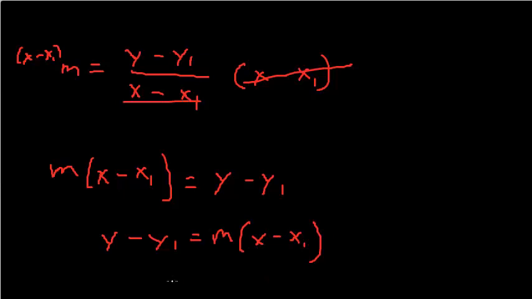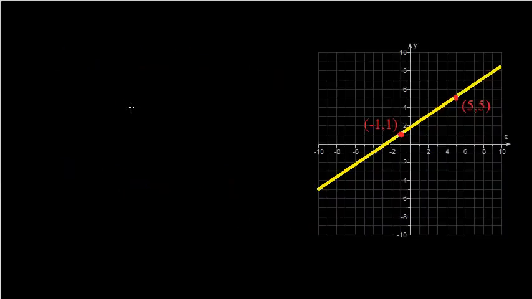If you have a slope, you can plug it in for m, and if you have one point, you can plug it in for your x1, y1, and that will be an equation for that line. So if we have this line, we can find the equation using that point-slope form. All we have to do is first find our slope.